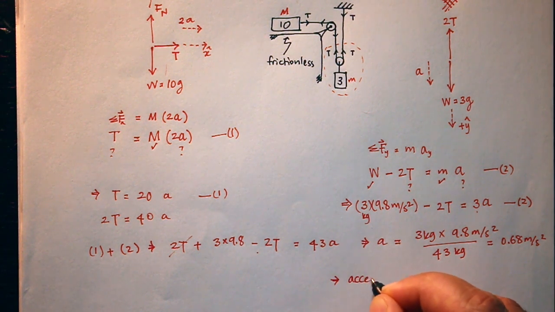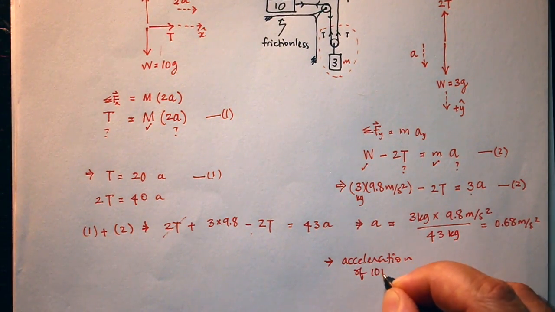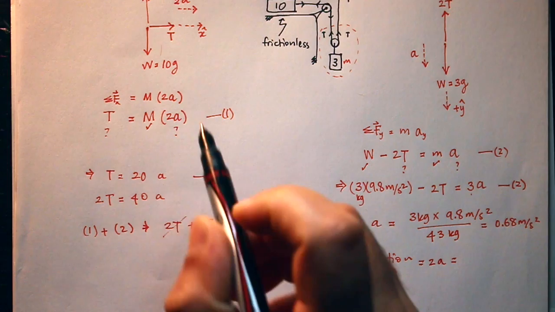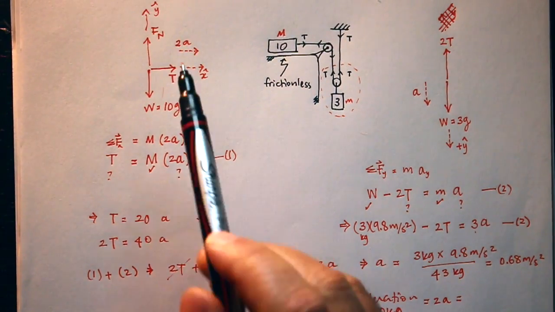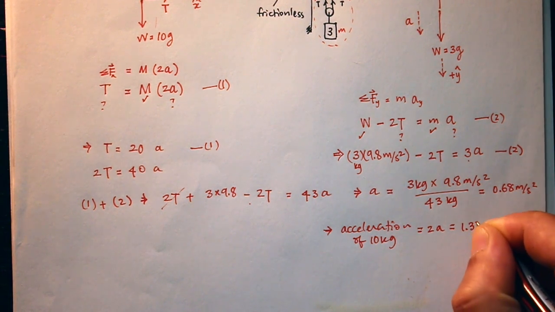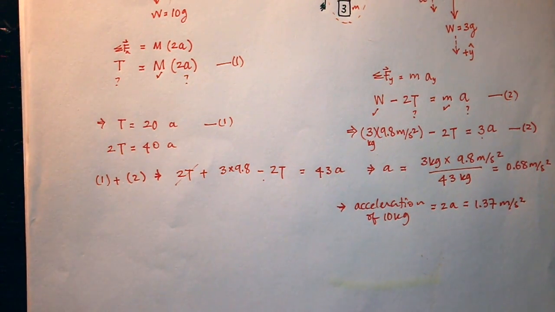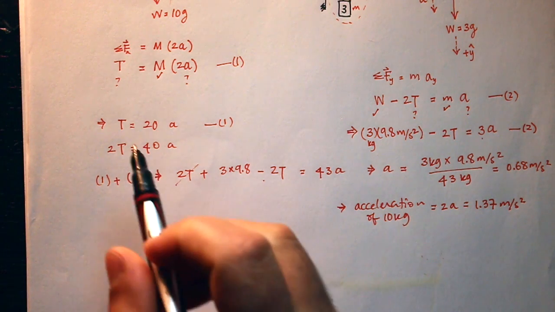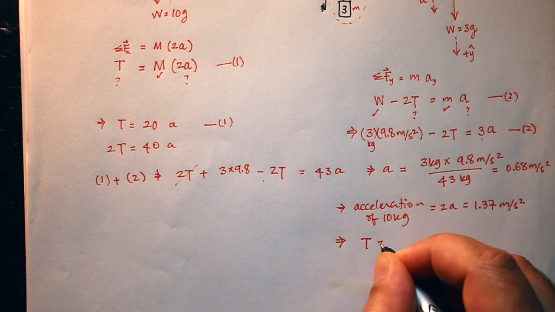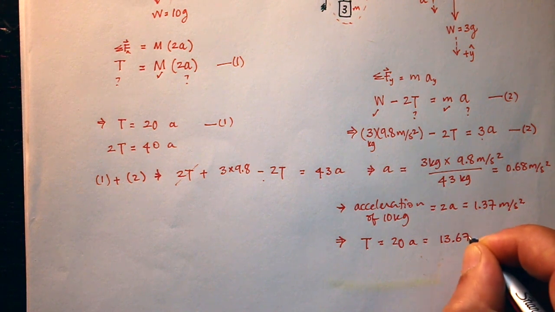the acceleration of the 10 kilogram mass is equal to twice that, right? Just like we said before. And that is going to be equal to 1.37 meters per second squared. And once I found that, I can plug that back in to this equation, and I can find that the tension is equal to 13.67 newtons.